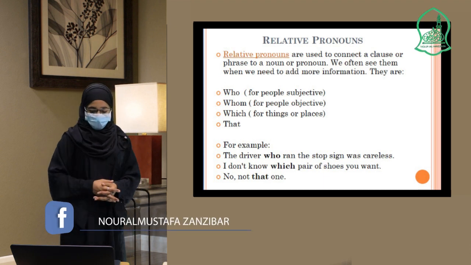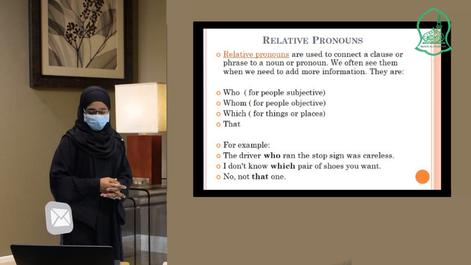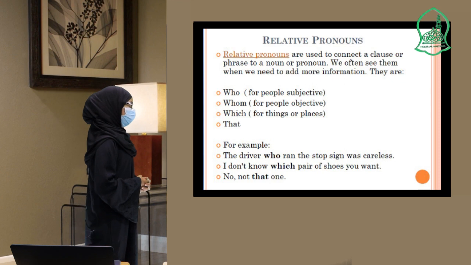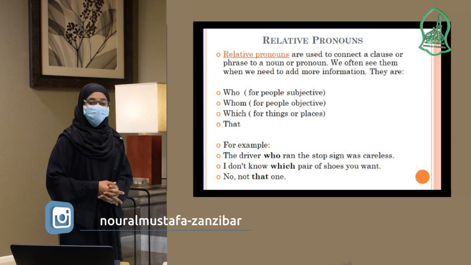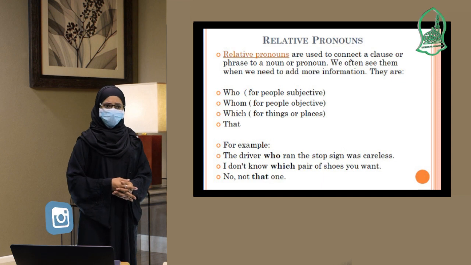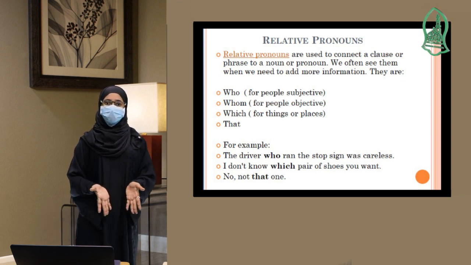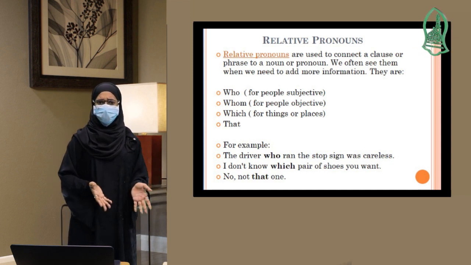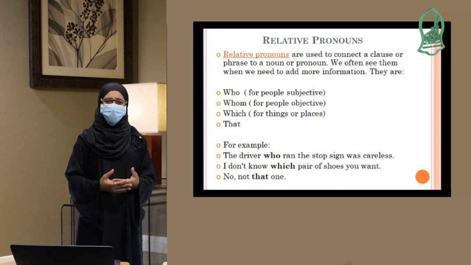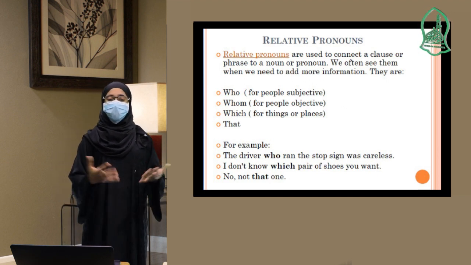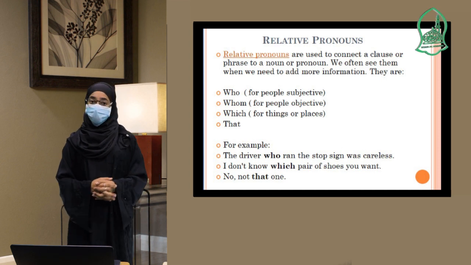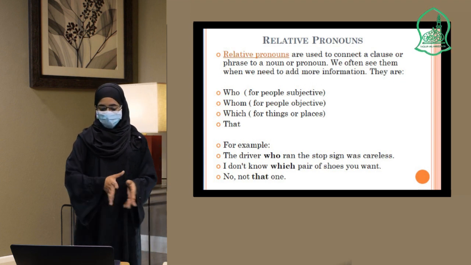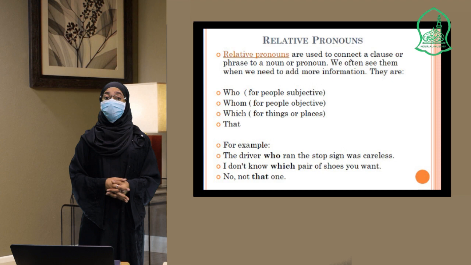For example, the driver who ran the stop sign was careless. We can see here we have the word driver. Driver is a person. If we just say the driver, there will be a lot of questions, like, what did the driver do? What happened to the driver? What are you talking about? Who is the driver? So to give more information about it, we use the relative pronoun who, because who is used for people in a subjective way.